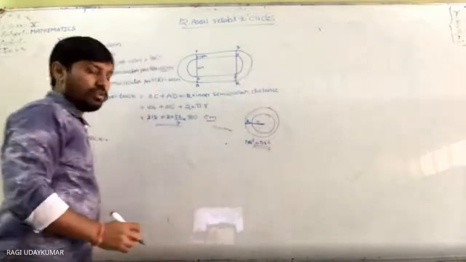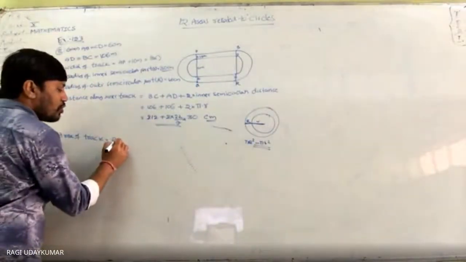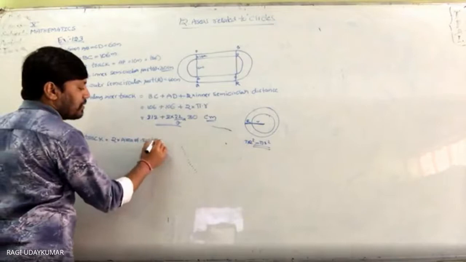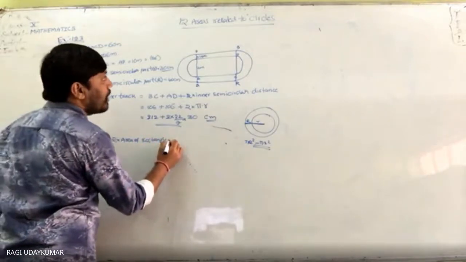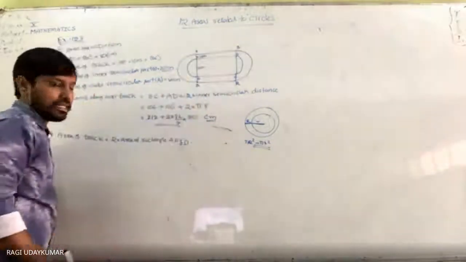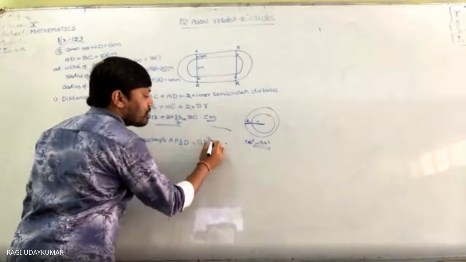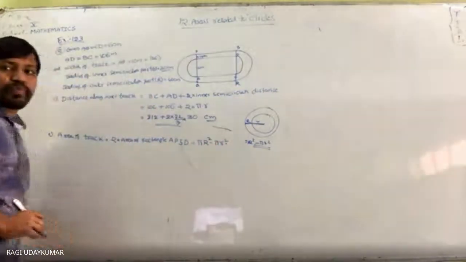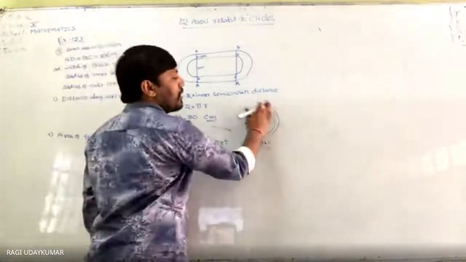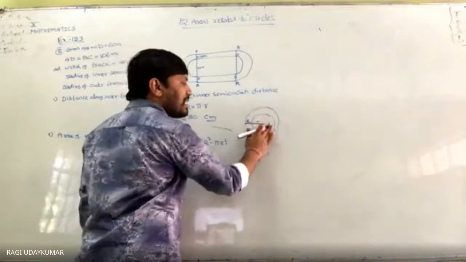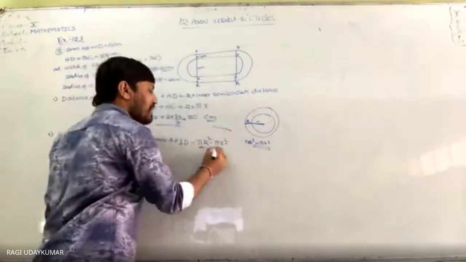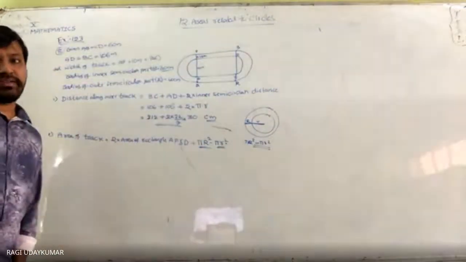So pi capital R square minus pi small r square, if you are doing that, then you are going to get this. So what you can write here, area of the track is equal to 2 times the area of the rectangle APSD plus pi capital R square minus pi small r square. Pi capital R square means this complete area. Pi small r square is nothing but the inside area. So this area together will be represented as pi capital R square minus pi small r square.